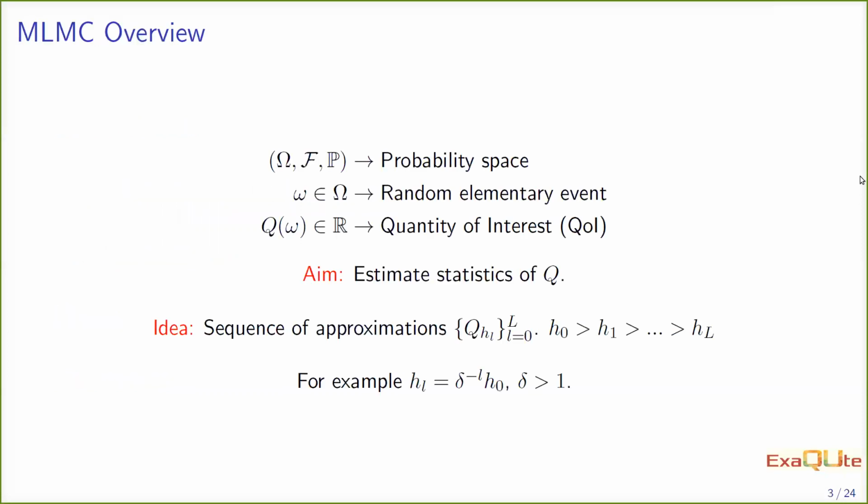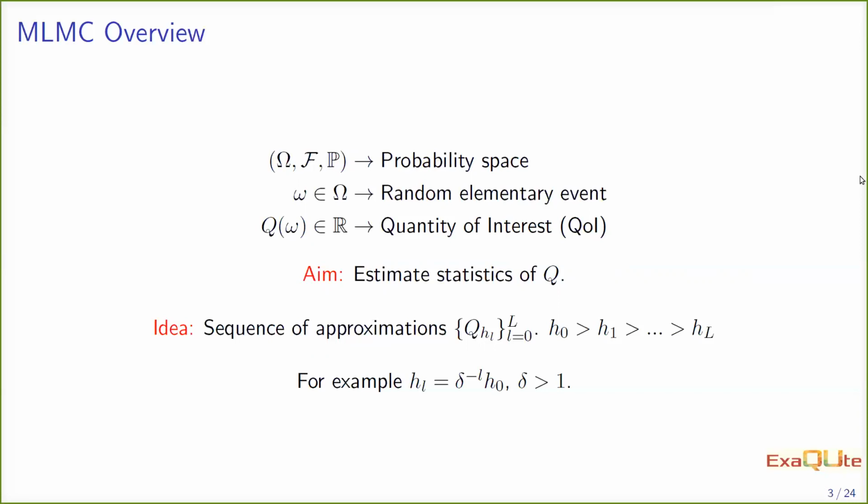So on to MLMC. Let's do some terminology. First, (Omega, F, P) is a probability space. Small omega denotes a random elementary event, and Q of omega denotes a quantity of interest, which is typically a functional of the solution of an underlying PDE. And the broad goal of this is to estimate somehow statistics of this quantity of interest.